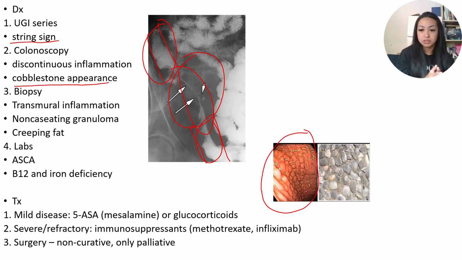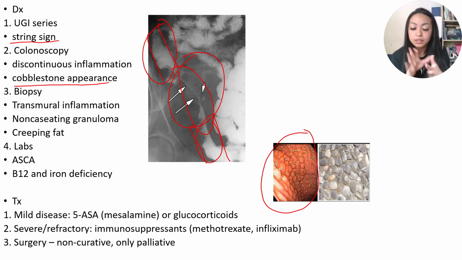Okay, so just to recap in terms of diagnosis, the first thing that you're going to do is an upper GI series, where you ask the patient to consume a beverage containing barium contrast, and then you visualize the upper part of their GI tract, so the esophagus, stomach, and the first part of the intestine using x-rays. In this imaging study, what you're going to find is the string sign. There's a narrowed portion of the bowel in between two areas of normal bowel, and this narrowed portion pertaining to the string sign is the area where there's inflammation.